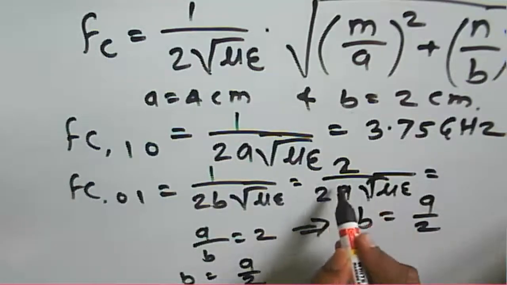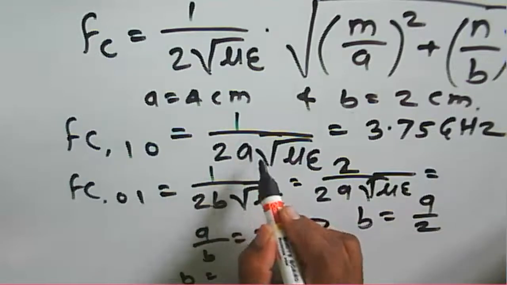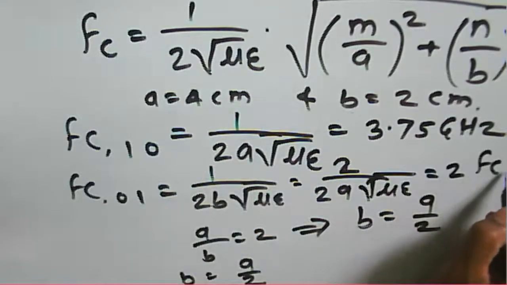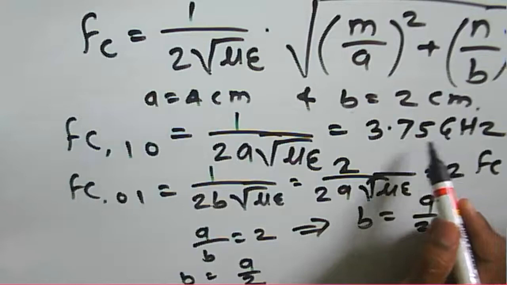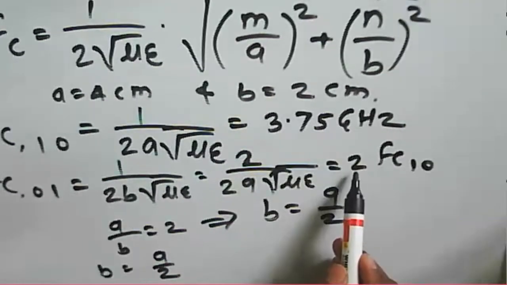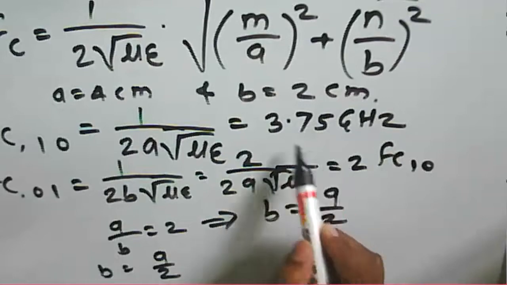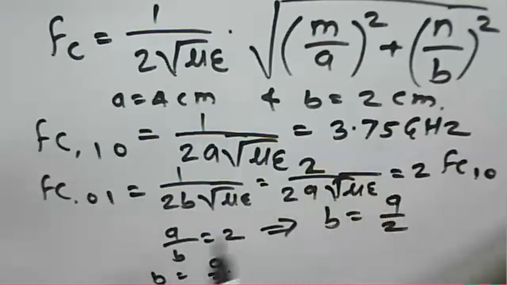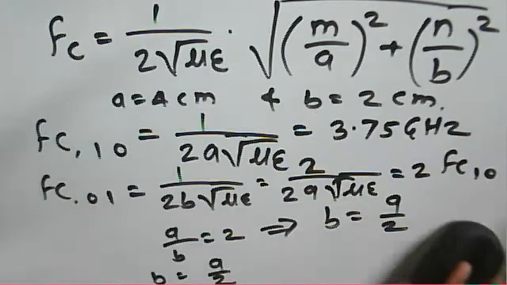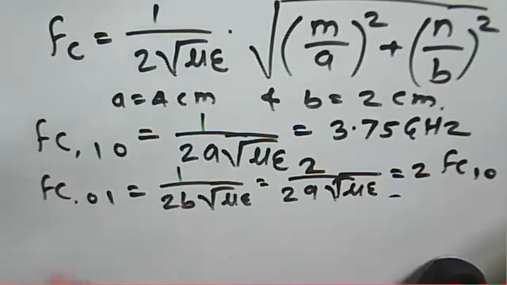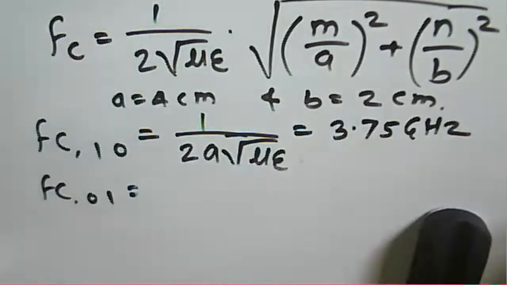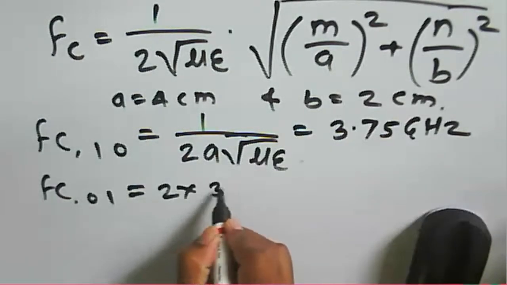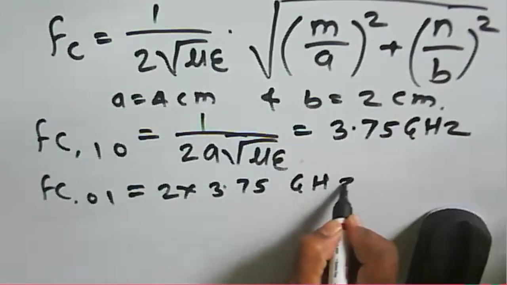So in that case, from the earlier equation, Fc 0, 1 is 2 into Fc 1, 0, that is 2 into 3.75. So we write the frequency as 3.75 gigahertz into 2. You can calculate that, the frequency will be 2 into 3.75 gigahertz.